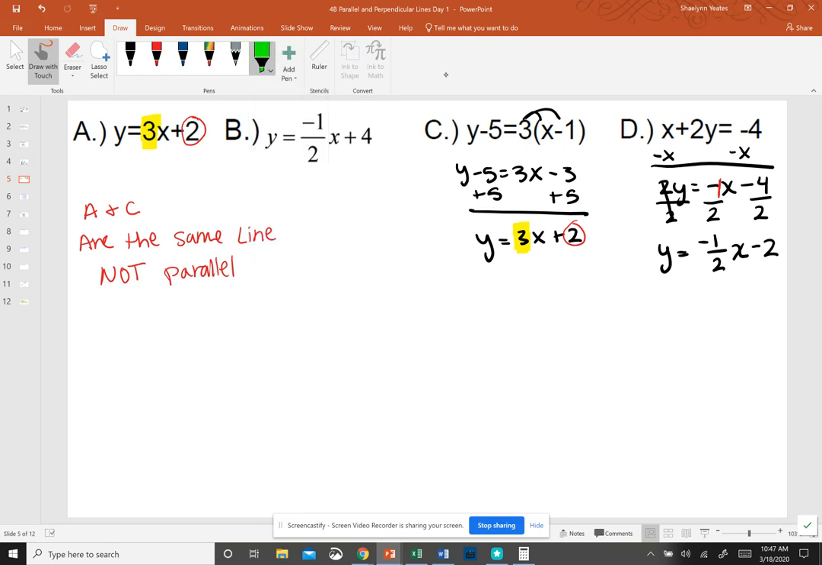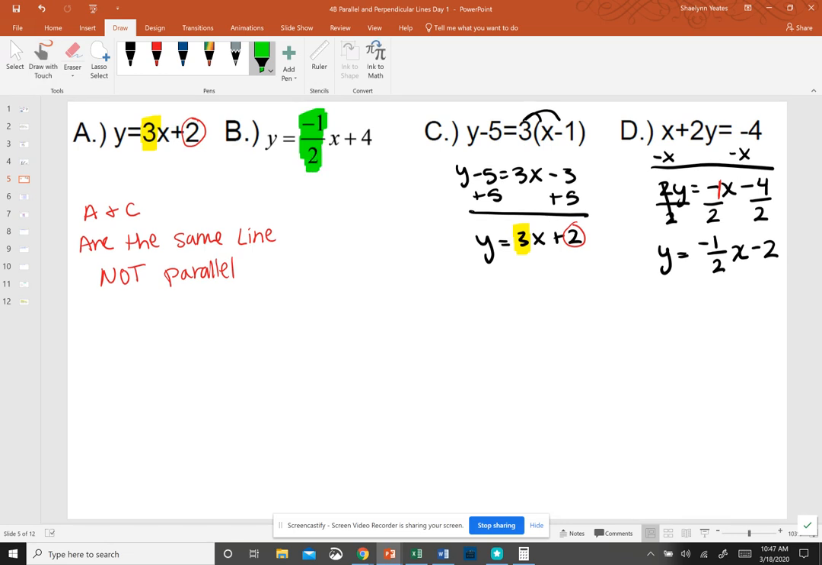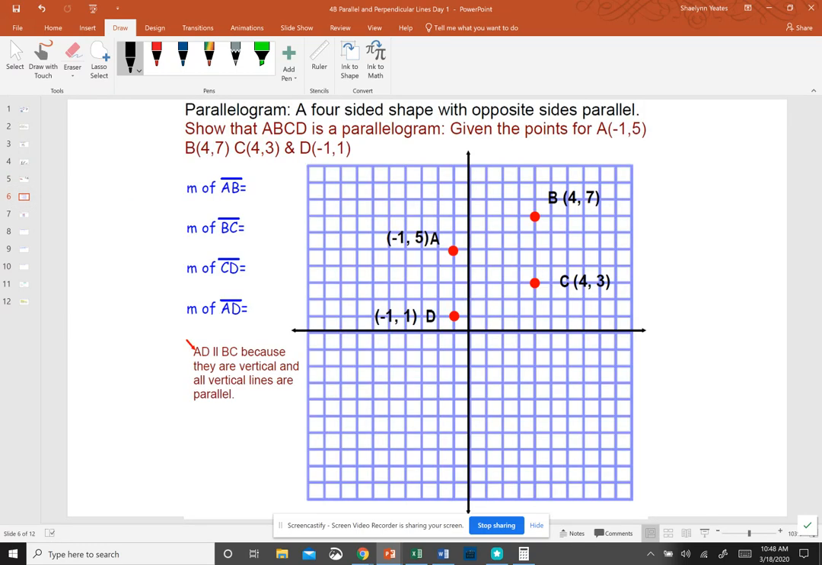On this next one, if you notice, this has a slope of negative 1/2. Is there anything else with a slope of negative 1/2? You may have noticed that D also has a slope of negative 1/2. And if you look, the 4 is different than the negative 2. So B and D are parallel. Again, if you have questions about this, please take notes and please ask them.